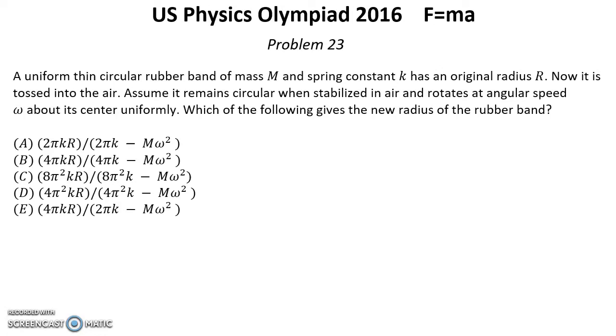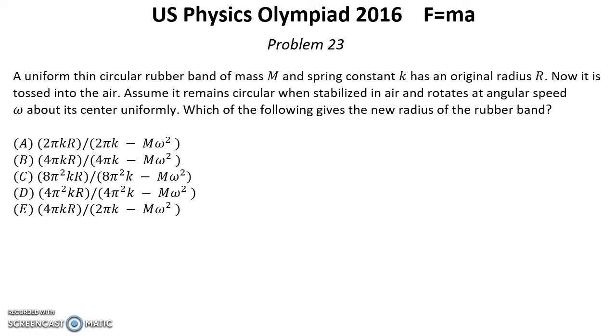US Physics Olympiad, year 2016. F equals MA, first round. Problem number 23. A uniform thin circular rubber band of mass big M and spring constant K has an original radius R. Now it is tossed into the air.